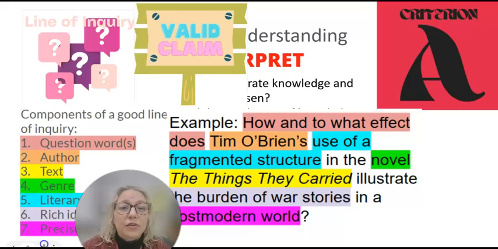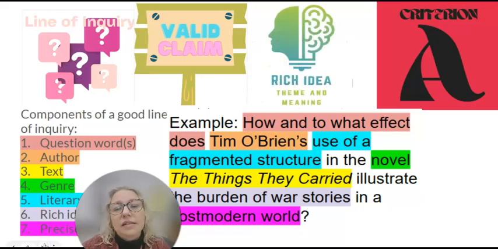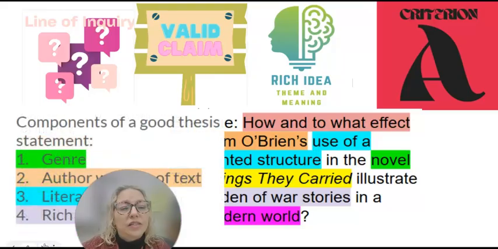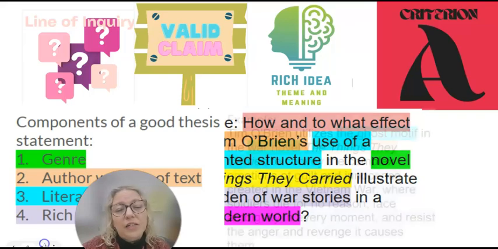And that's when you make your thesis statement. It needs to have a rich idea that goes back to a theme. And so in your thesis statement, you do need to have these different aspects: genre, author with name of text, literary aspect, and rich idea.